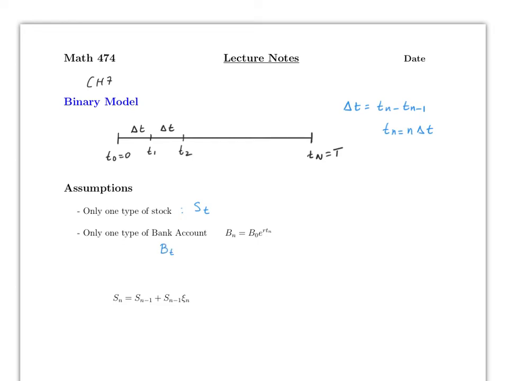Therefore B_n will be equal to B_0 e^(r t_n), or this will be equal to B_0 times e^(r n delta t), because of this part right here. Also, the other assumption is that the interest rate r is continuously compounded. So the interest is always continuously compounding unless it's stated otherwise.